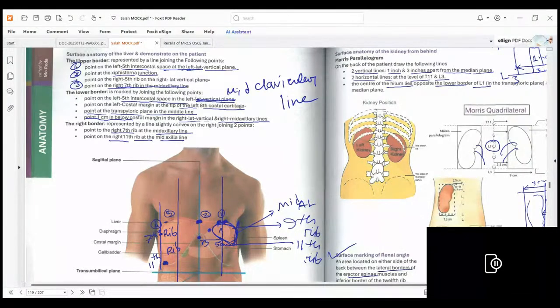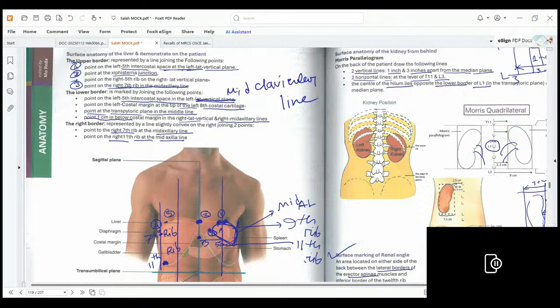Second point, and third point at the transpyloric plane in the midline. This is third, and fourth, one centimeter below the costal margin in the right mid-axillary line. Then this is the inferior border.